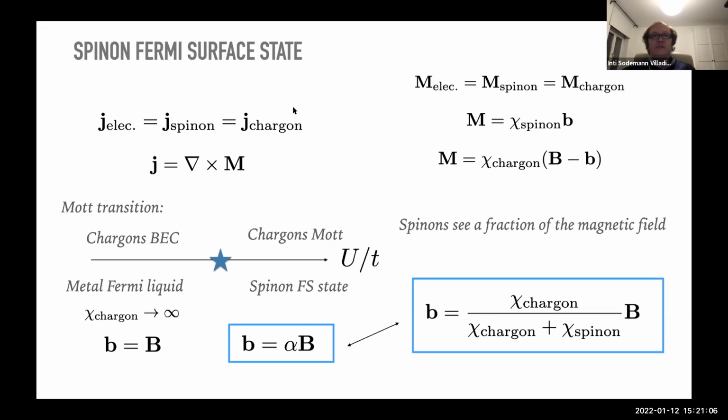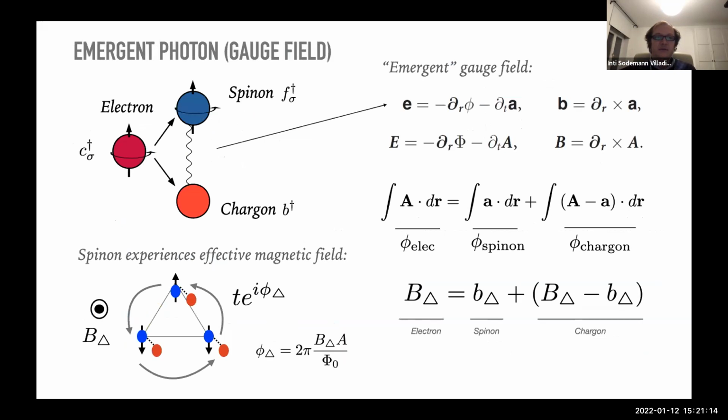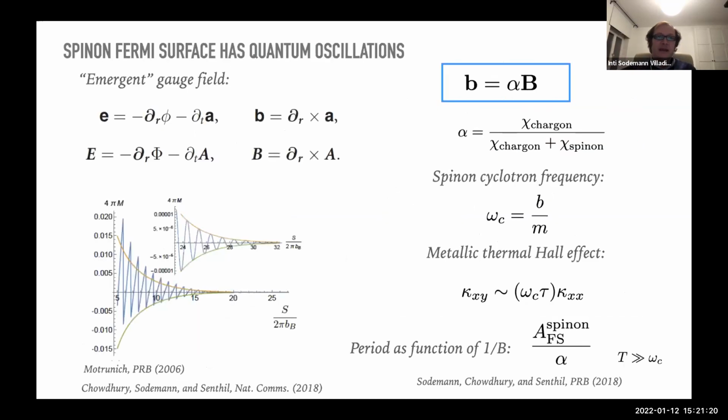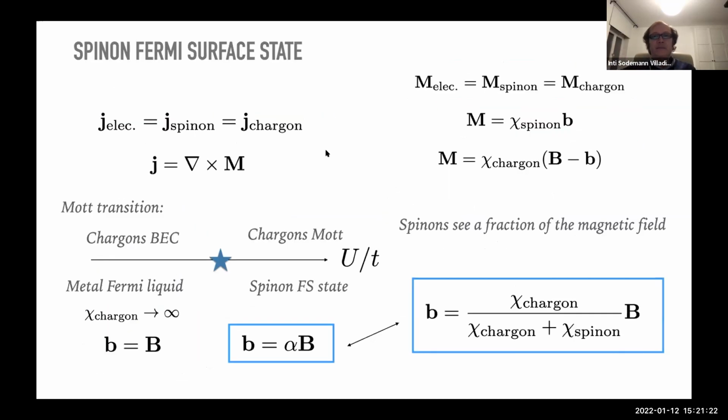This constraint ultimately comes from the fact that the local operators are always hopping the spinon and the chargon together. In the cartoon I was putting here, the hopping always happens together. So they move together, so they have the same currents, okay? If I just put a magnetic field on my sample, I am not taking current in and out of the sample, then the current can be written down as the curl of a magnetization.